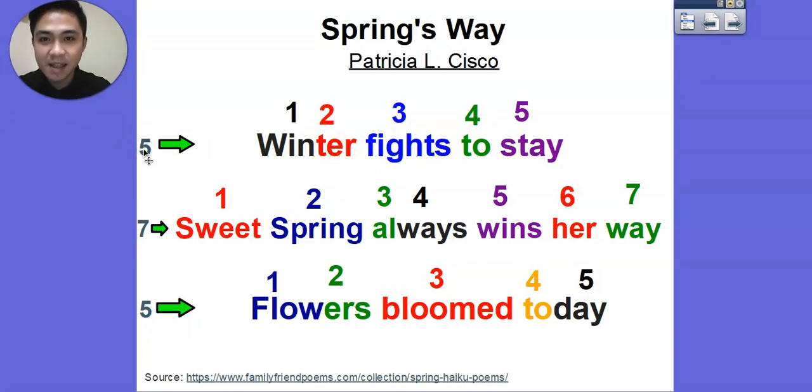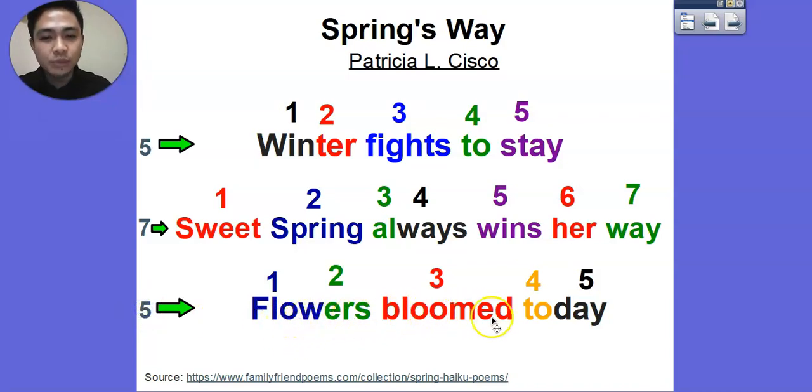The second line must have 7 syllables. Let's count. 1, 2, 3, 4, 5, 6, 7. Correct. Let's try. Sweet spring always wins her way. There are 7 syllables. Alright? Next, the last line. Let's count. It must have 5 syllables. Alright, let's try.